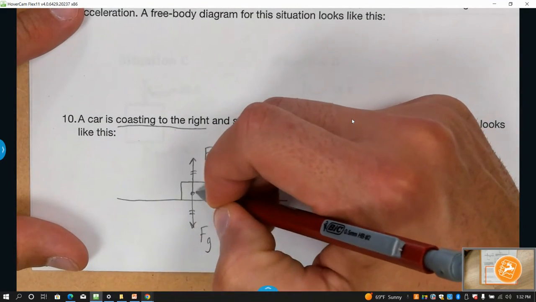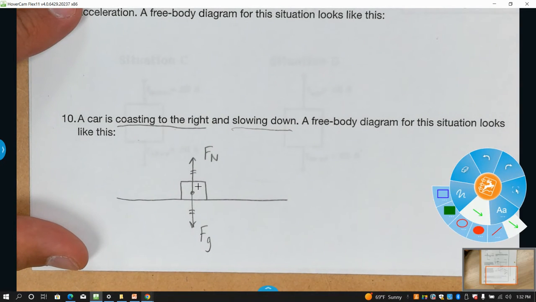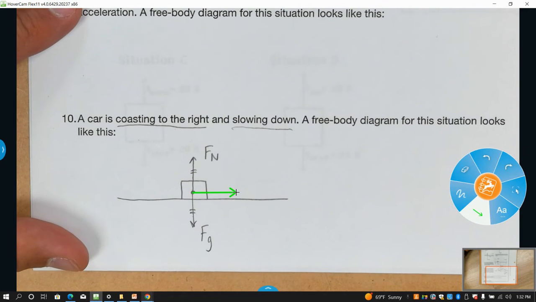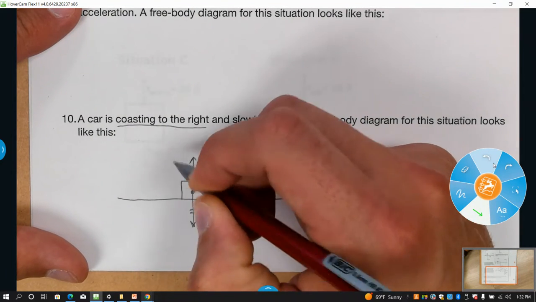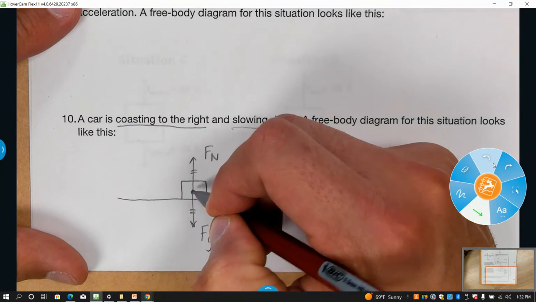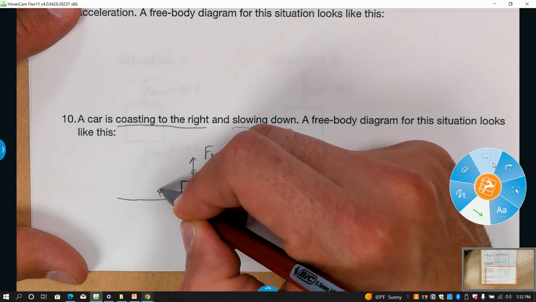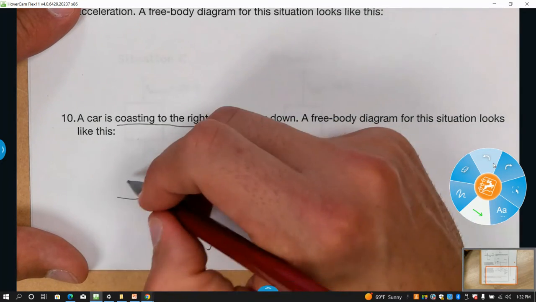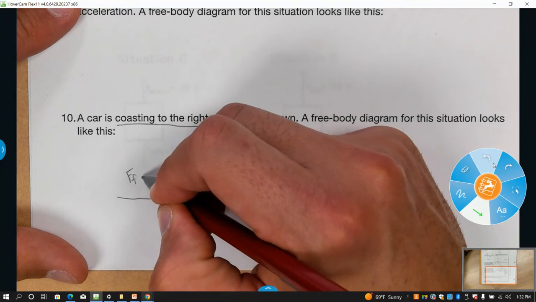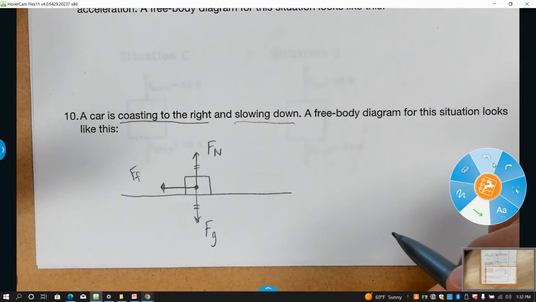Well, I'm no longer applying a force here. I'm no longer applying a force, but what is happening? You all realize, based off of real world life examples and experience, that you're slowing down. Well, that means that something has to be pushing you in the opposite direction or pulling you in the opposite direction, causing you to slow down. So in this case, our friction force would be drawn to the left. It would be drawn to the left.